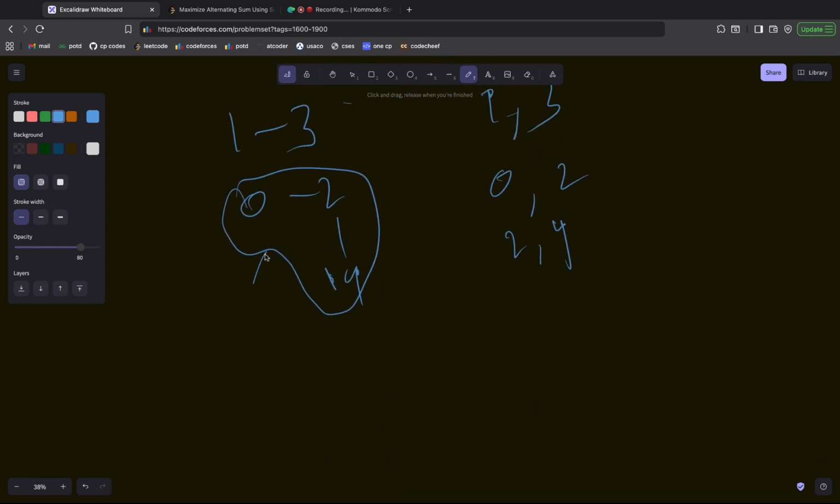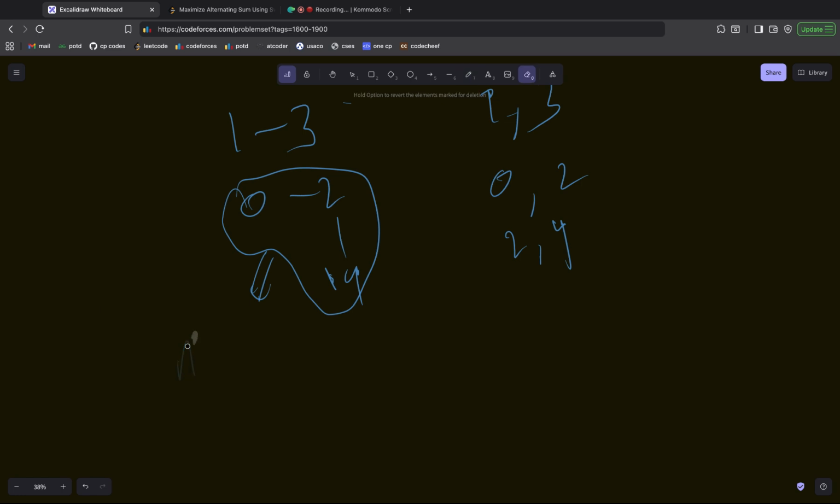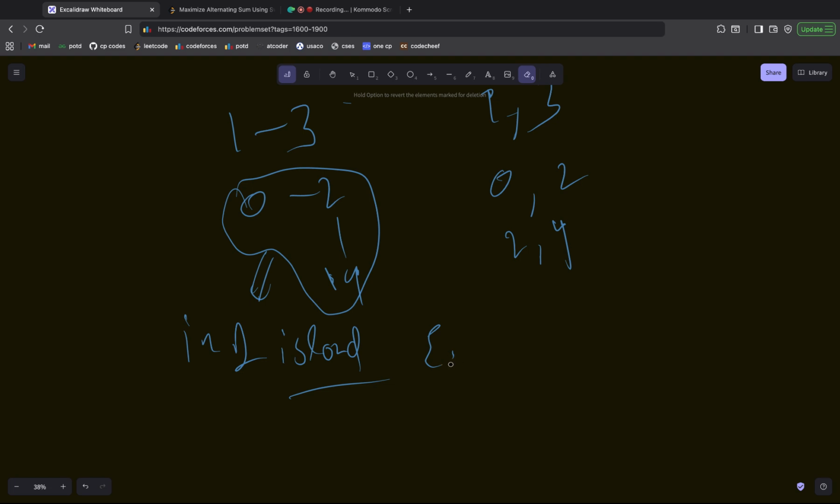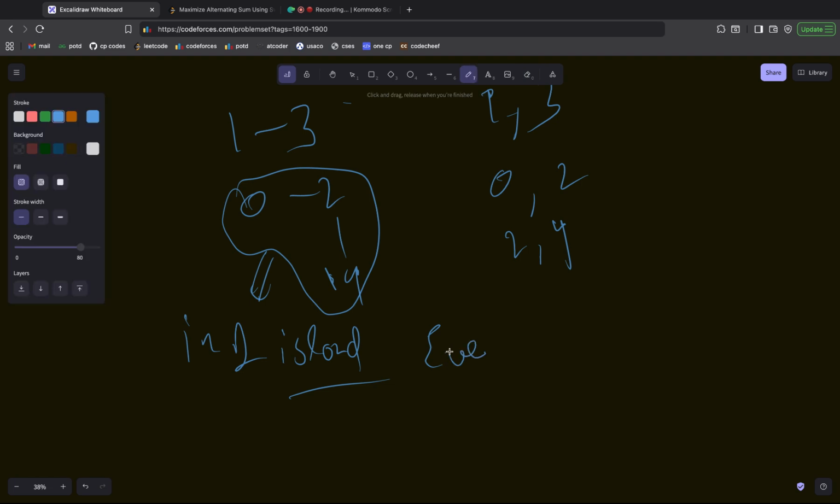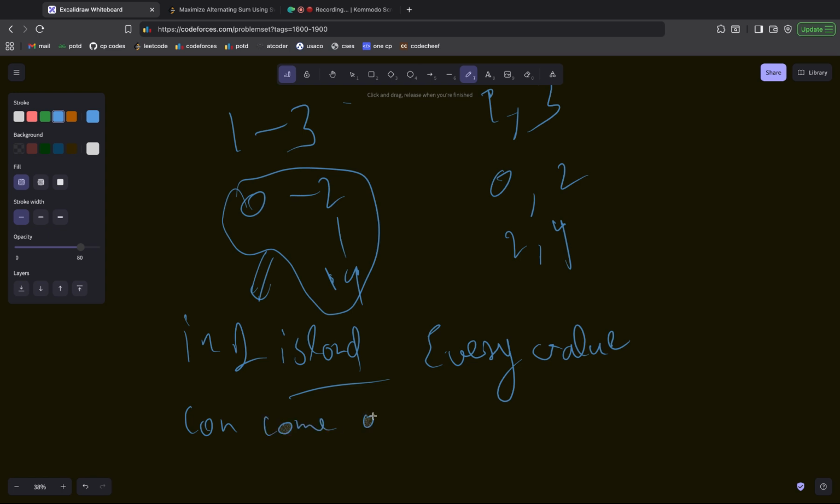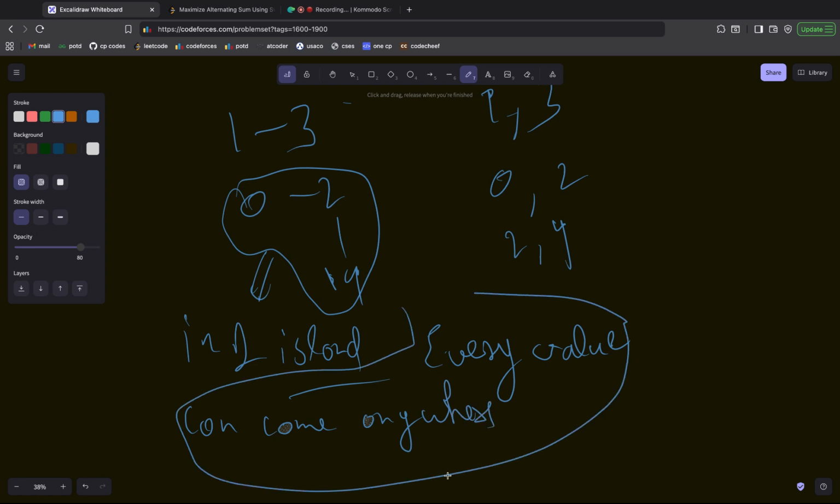So in these connected components, any value can be swapped with anything in one island, or you can say a connected component. I am going to use island here. In one island, every value can come anywhere. If this is true, haven't we solved this problem already?